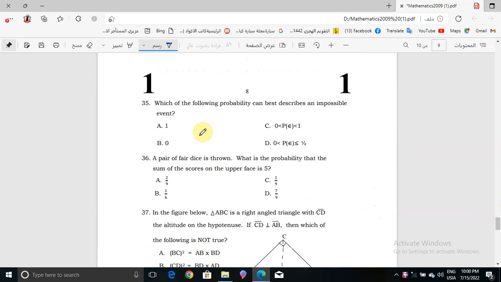Okay, now let's go for question number 35. It says, which of the following probability can best describe an impossible event? Of course it will be zero, because zero means impossible.